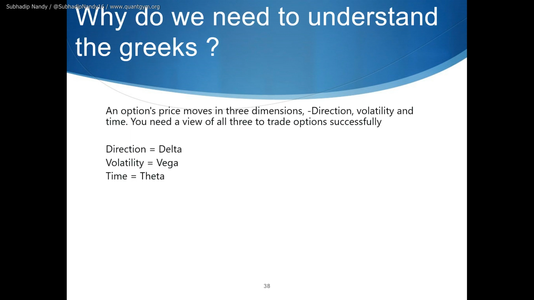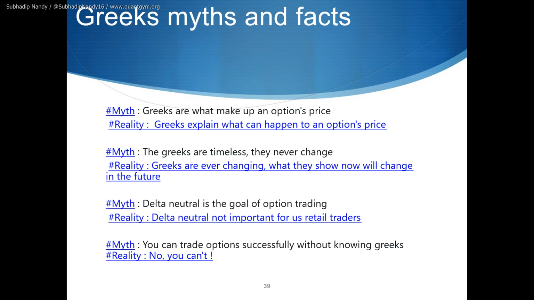Now, why do we need to understand the Greeks? Because an option's price moves in 3 dimensions: direction, volatility, and time. You need a view on all 3 to trade options successfully. Direction is given by delta, volatility is given by Vega, time is given by theta.